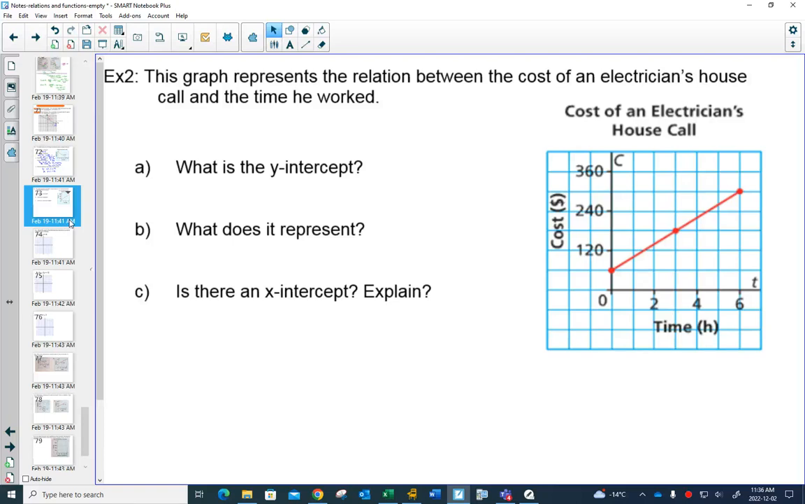The graph represents a relation between the cost of an electrician's house call and the time he worked. Write down the y-intercept, write down the x-intercept. Is there an x-intercept? What does it represent? So the y-intercept here, did you get (0, 60)?